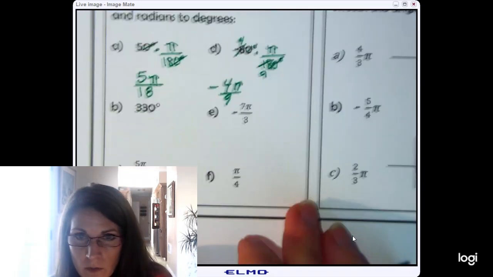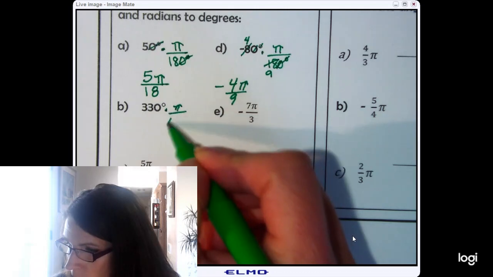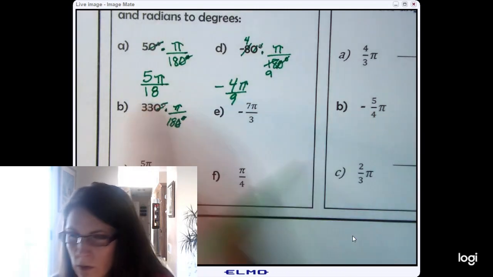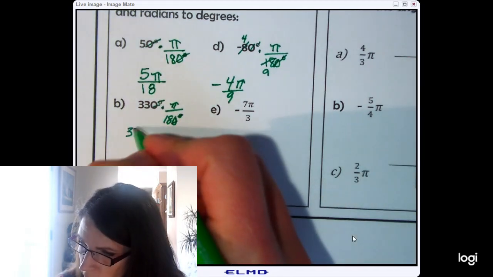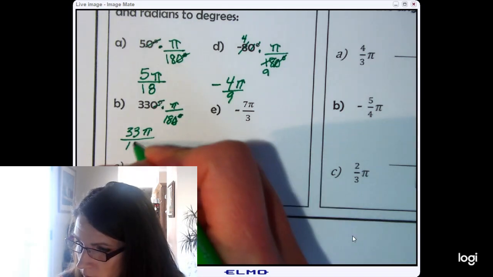Let's hit the 330 as well. Times pi over 180 degrees. Degrees cancel, zeros. Do 33 and 18 reduce? No. So I'm left with 33 pi over 18 radians.